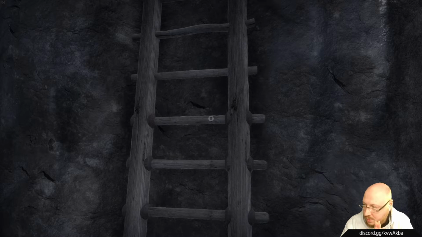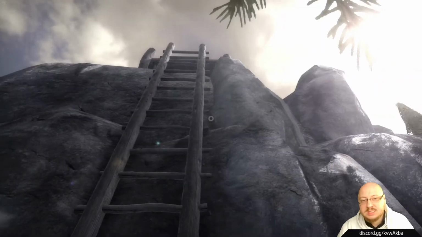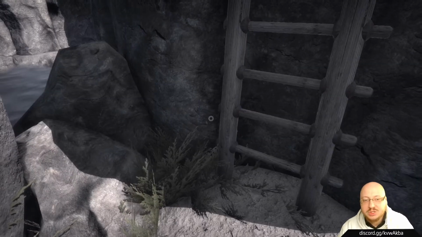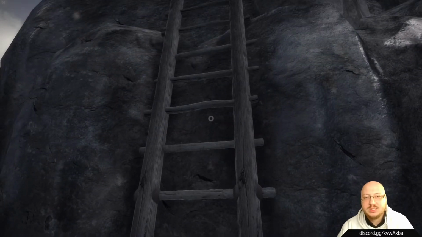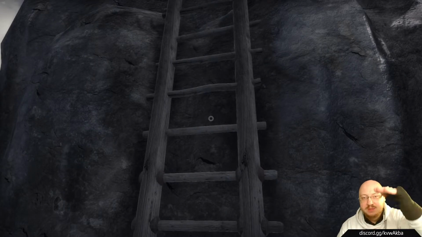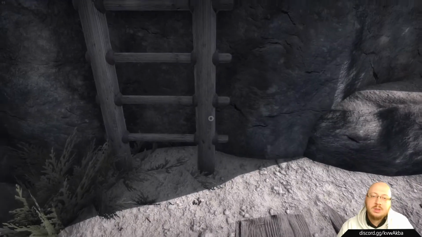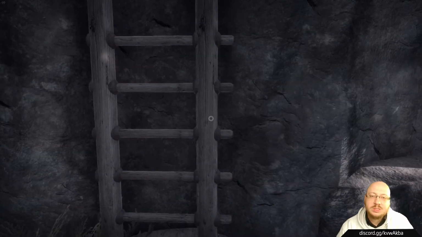And so, yeah. If you think about that, it's easy to understand why they just went, if you approach this ladder, we'll just play this animation and place you at the top. So it's basically just taking one step forward and you jump up.